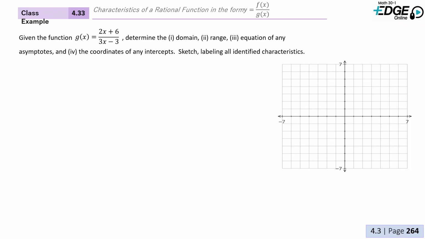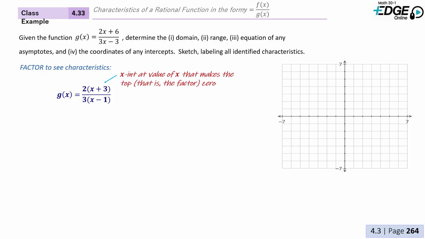Class example 4.33. Given the function g of x is equal to (2x + 6) over (3x - 3), determine the domain, range, equation of any asymptotes, and the coordinates of any intercepts, and then sketch, labeling all identified characteristics. So first thing we'll do is factor out the coefficients to see some of the characteristics.